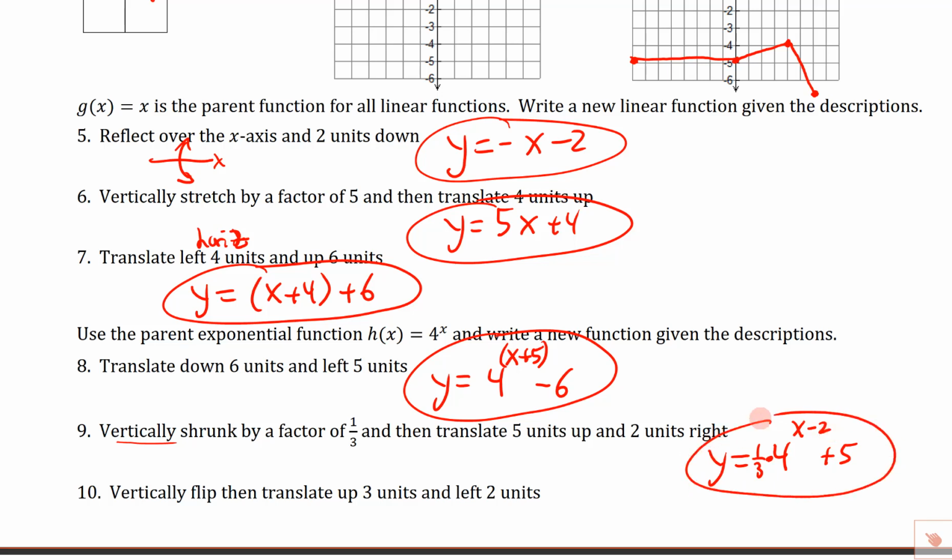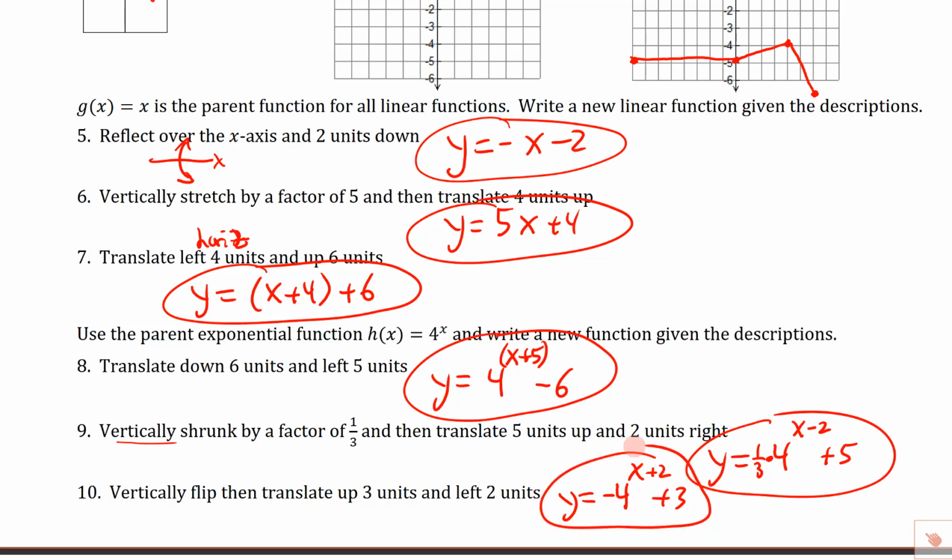All right. And then the last one, vertically flip and then translate up 3 units and then left 2 units. So if you want to vertically flip something, you just take that plain old function and put a negative in front of it. That's going to flip it upside down. Up 3 units, of course, is going to be plus 3. And then left 2 units. Left, you'd think that would be subtract. It's not. It's going to be the opposite. So we're going to add. So there we go right there.